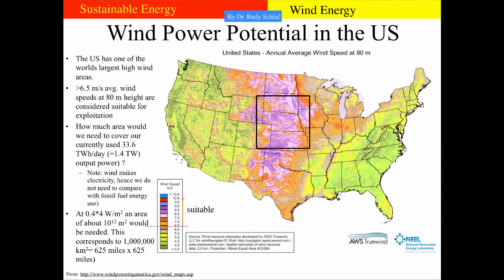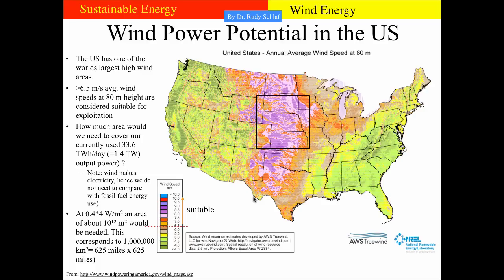So what's the wind power potential in the US? As I pointed out earlier, we have one of the largest high wind areas globally. Generally, areas that have more than 6.5 meters per second average wind speed at 80 meters height are considered suitable for wind power. So if you look at the color code of this wind speed map, then you see that all of these areas here that are orange to purple, they are good wind power areas.